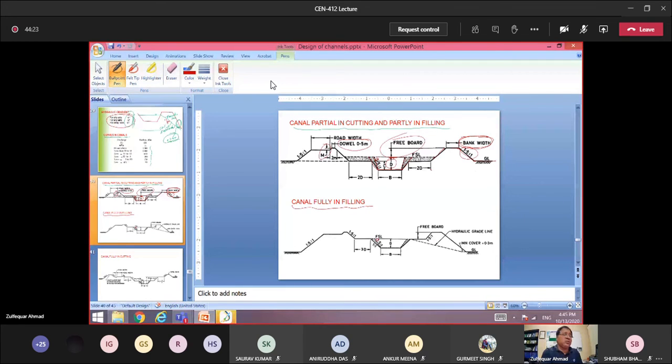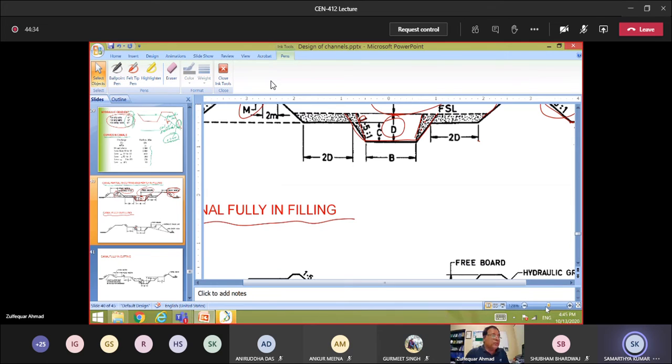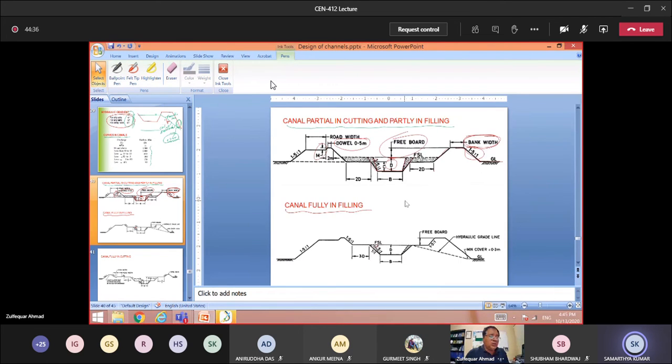Sir, is this hydraulic grade line the same as the phreatic line which you showed earlier? Second diagram below. Yes, this is the same thing, the hydraulic grade line or the phreatic line. What's the use of this hydraulic grade line here? The use of this one, I'll tell you.